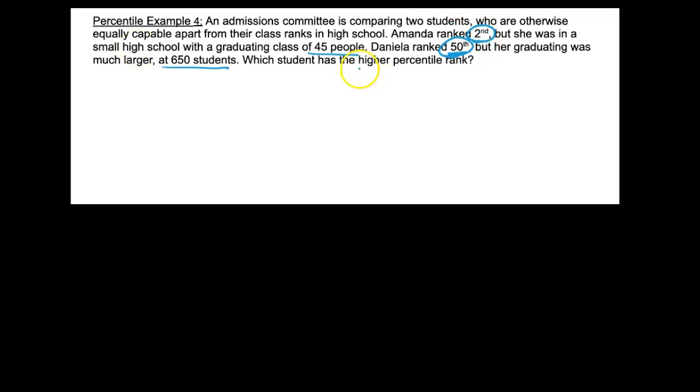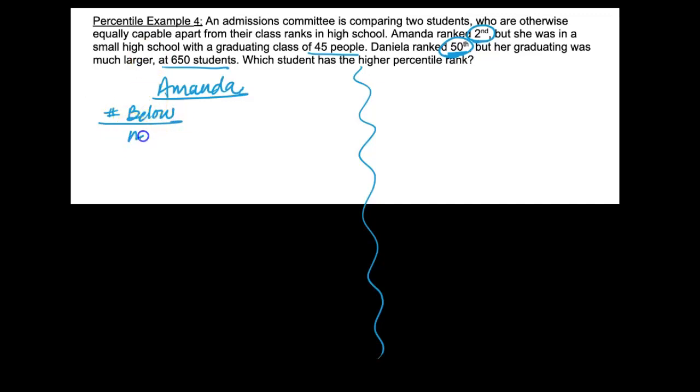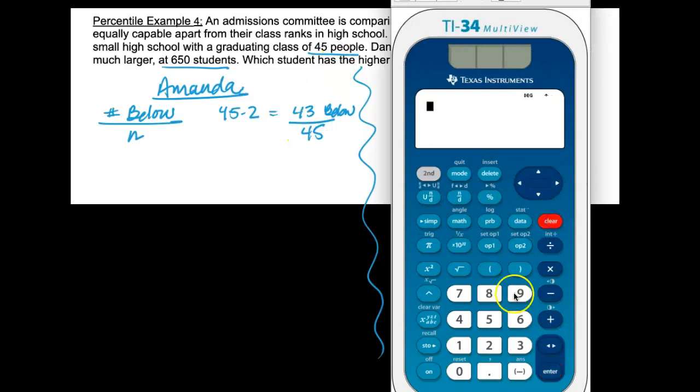So what we're going to do is look at both percentiles side by side. So let's first start with Amanda and find her percentile. So remember from the formula, we're going to take the number of values below, or the number of students below her, and divide by the total number of students. And so if she scored 2nd out of 45 people, then there are going to be 45 minus 2, or 43 people below her, and we're going to divide that by the number of people in the class, which is 45. So I'm going to take my calculator and do 43 divided by 45, and then I also want to multiply that by 100.